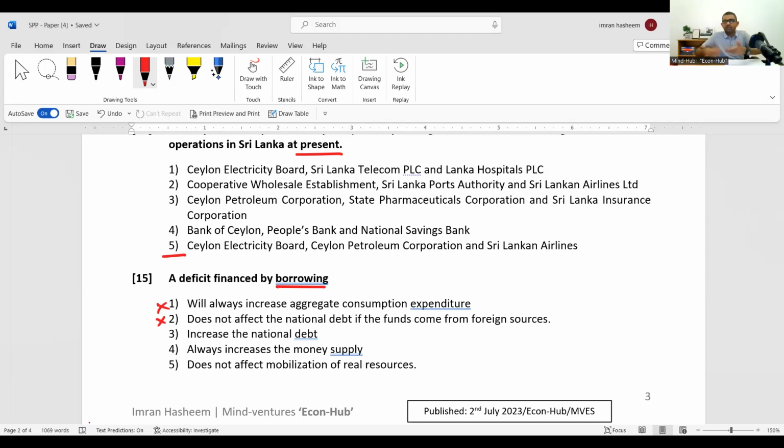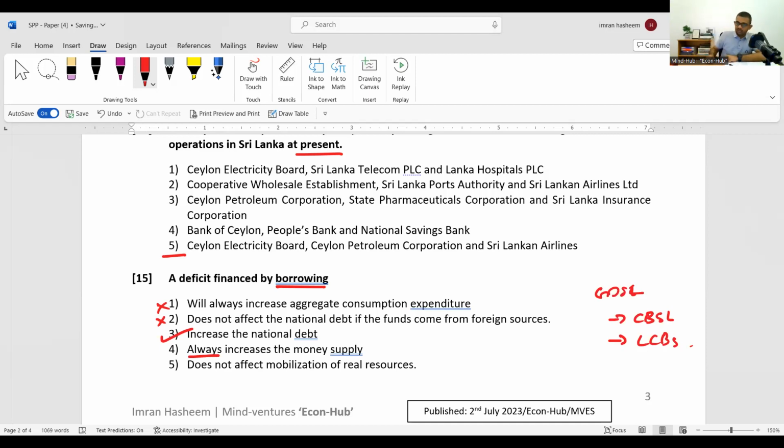We go from one level of debt to another high level of debt. Should be correct. Always increase the money supply? No, the problem is the word always. If we borrow from the banking system, if we meaning GOSL, if GOSL borrows from whom? CBSL, which is the last thing they should do. That's where the money printing directly happens. Or if they borrow from LCBs, it will lead to an expansion in the money supply, but not always. Does not affect the mobilization of real resources.